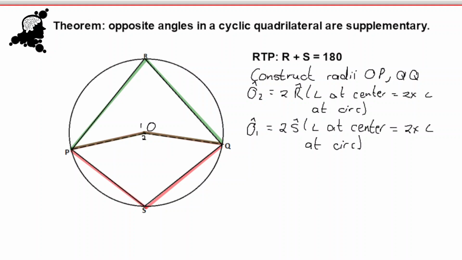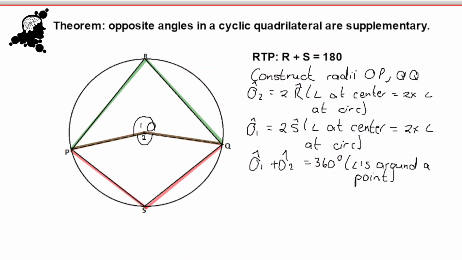Brilliant. Now let's have a look at something. We've got O1 and we've got O2. If we add O1 and O2, this will give us 360 degrees. Why is this? If you look at O1 and O2, you will see that they form what we call angles around a point. If you remember from your grade 10 Euclidean geometry, angles around a point always construct a revolution. Angles around a point always give us 360 degrees.